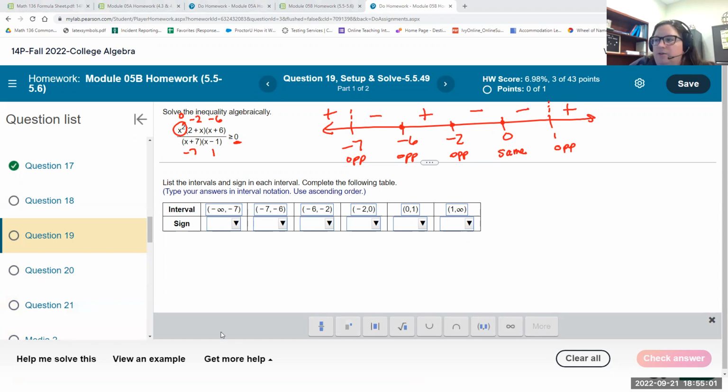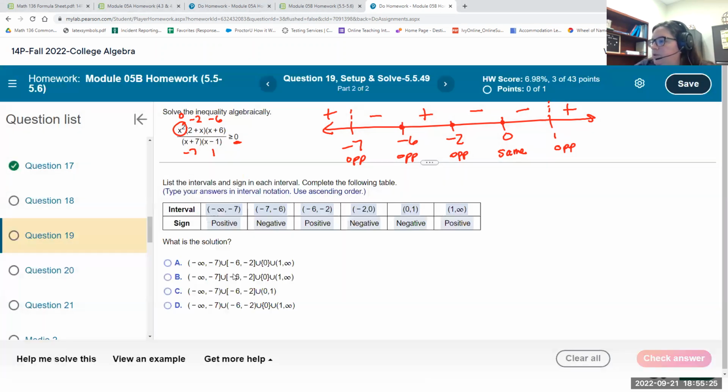If you want to test values to double check, I recommend you at least be aware of those shortcuts so you can either use them to check and make sure your test values are working, or just use them without test values. But positive, negative, positive, negative, negative again, positive. So then we need to figure out the actual solution. We're looking for where this is greater than or equal to 0. So that means the x-intercepts get included.